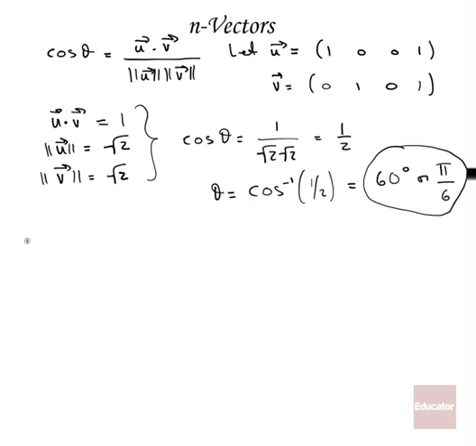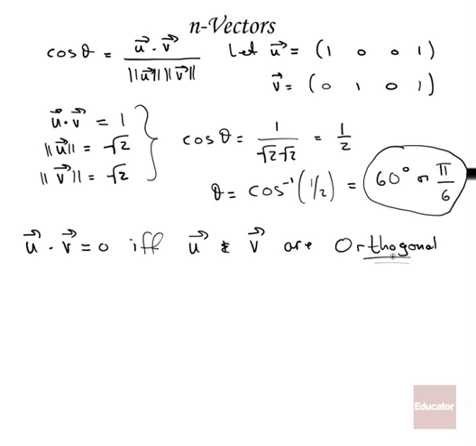Now, another property: u dot v equals 0 if and only if, meaning it's equivalent to, u and v are orthogonal. In 2 space and in 3 space, orthogonal is the same as perpendicular. But when we're dealing with n vectors, we don't really have a way of visualizing, let's say, 13 space. But we know a 13 vector exists. We can write it. We can do the math for it.